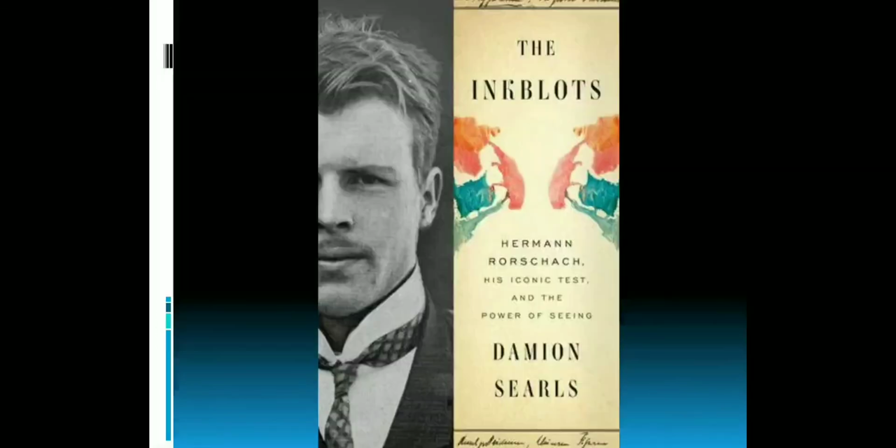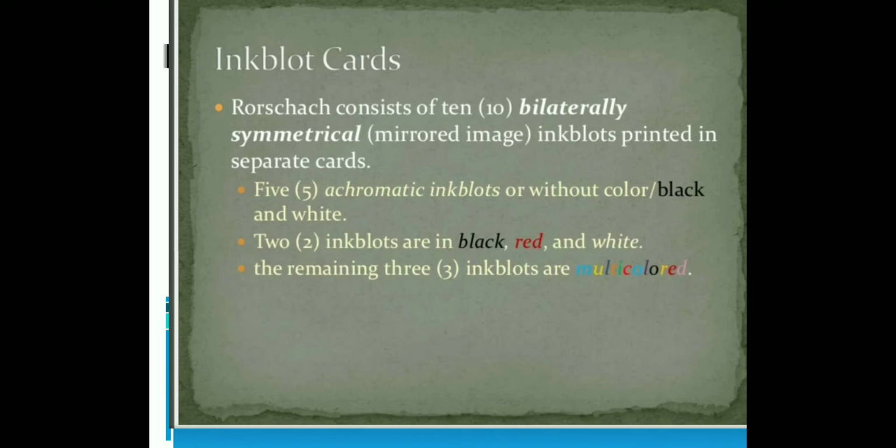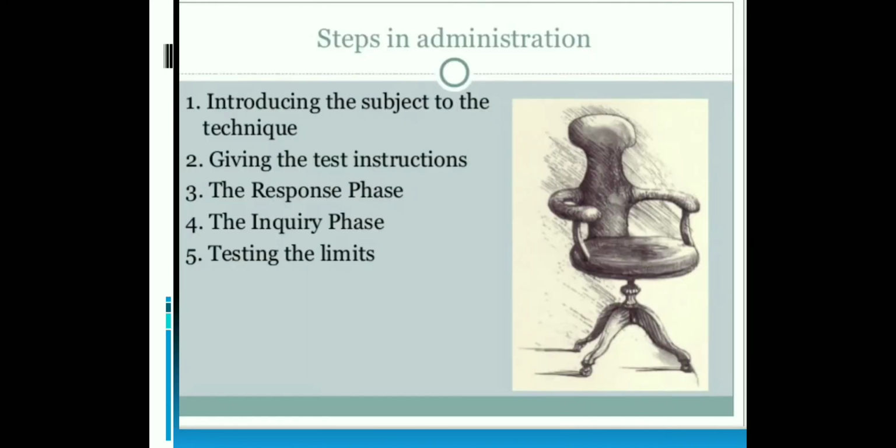Now the Rorschach inkblot tests are pictures like this. It can be color, it can be black and white. Now you have to remember that the Rorschach inkblot test consists of 10 bilaterally symmetrical mirror image inkblots printed on separate cards. 5 inkblots are without color, they are black and white. 2 inkblots are red and white. The remaining 3 inkblots are pastel colors, right?